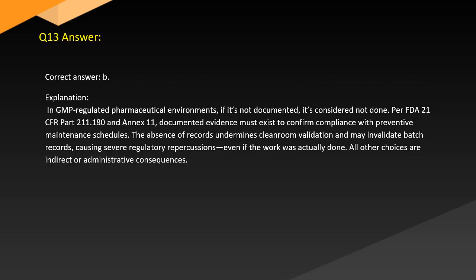Answer. Correct answer: B. Explanation. In GMP-regulated pharmaceutical environments, if it's not documented, it's considered not done. Per FDA 21 CFR Part 211.180 and Annex 11, documented evidence must exist to confirm compliance with preventive maintenance schedules. The absence of records undermines cleanroom validation and may invalidate batch records, causing severe regulatory repercussions, even if the work was actually done. The other choices are indirect or administrative consequences.